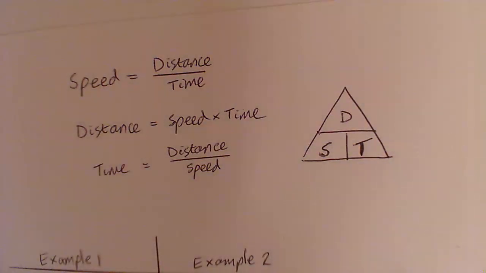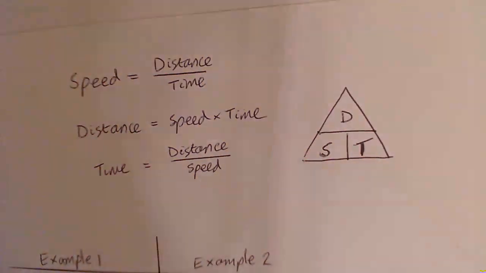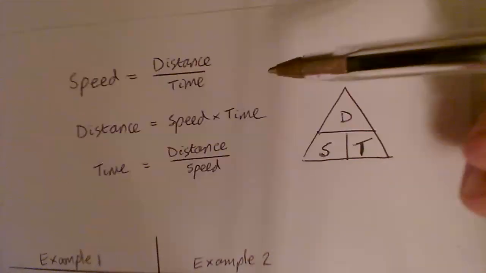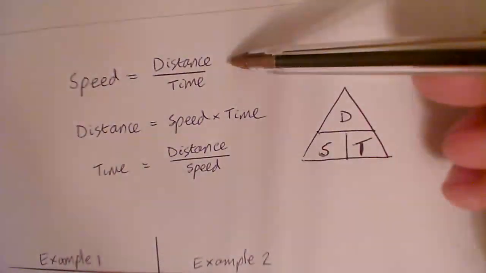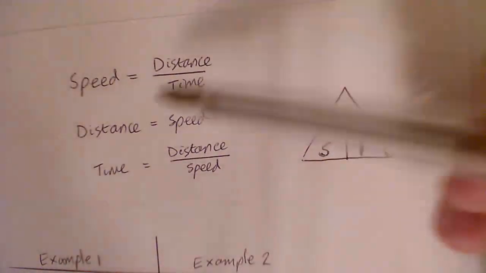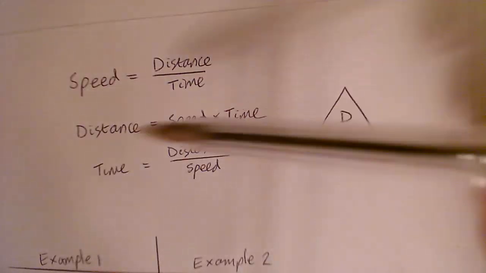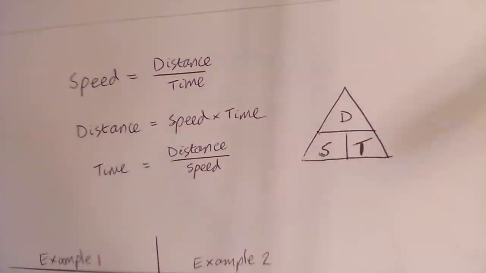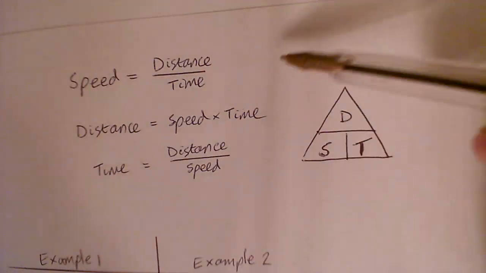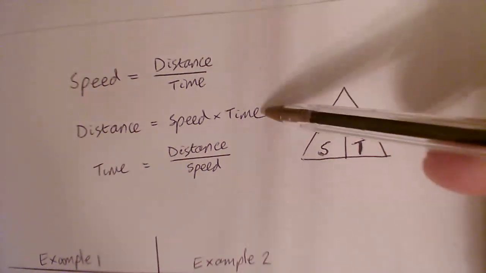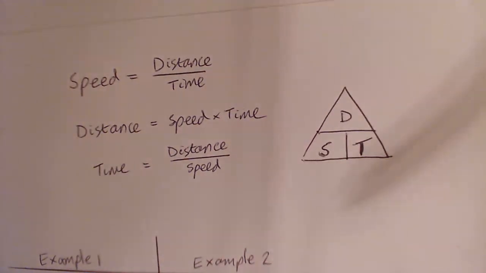In today's lesson, we're going to put together everything that we have learned this week. So far we have three equations. We have speed equals distance over time, distance equals speed times time, and time equals distance over speed. Those are our three equations. We met this one on Tuesday, this one on Wednesday, and this one yesterday.